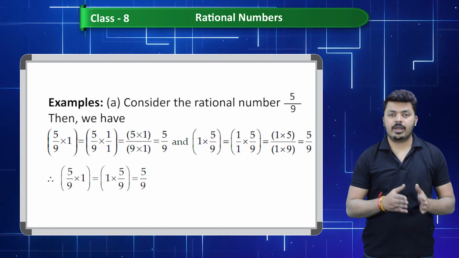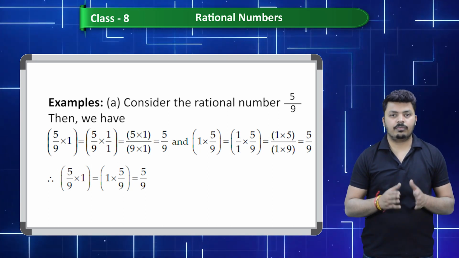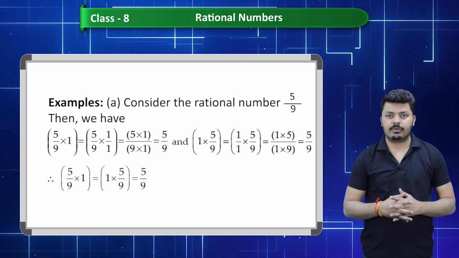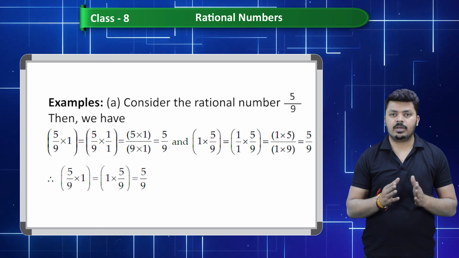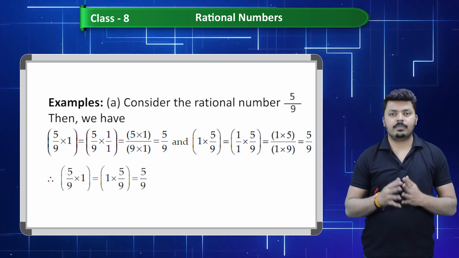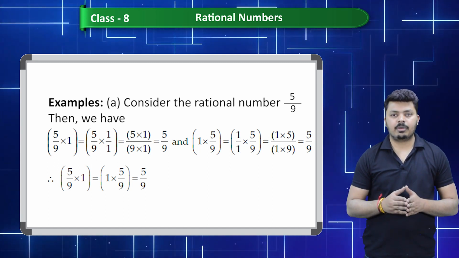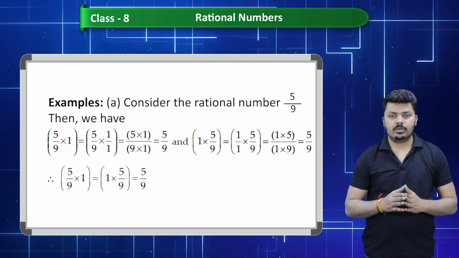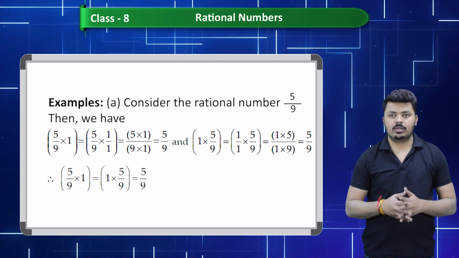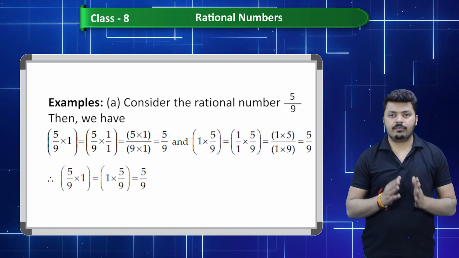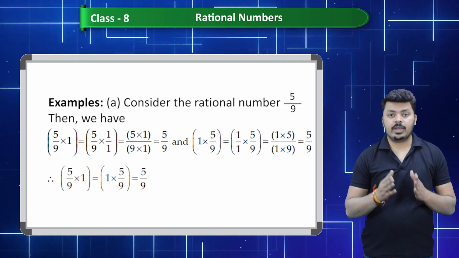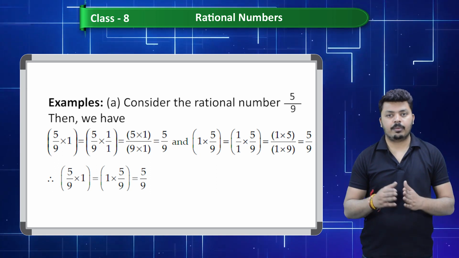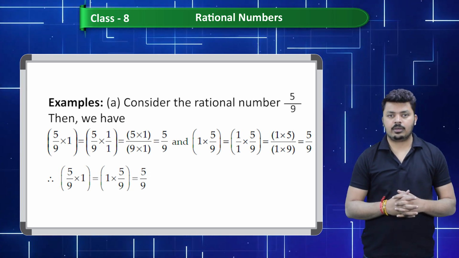Then we have 5 by 9 multiplied by 1 equals 5 by 9 multiplied by 1 by 1 equals 5 multiplied by 1 by 9 multiplied by 1 equals 5 by 9, and 1 multiplied by 5 by 9 equals 1 by 1 into 5 by 9 equals 1 into 5 by 1 into 9 equals 5 by 9. Therefore, 5 by 9 into 1 equals 1 into 5 by 9 equals 5 by 9.